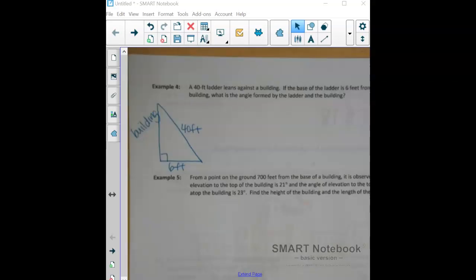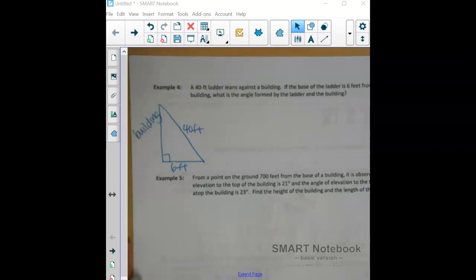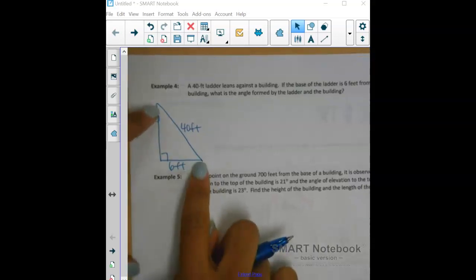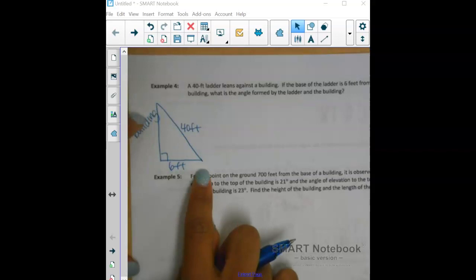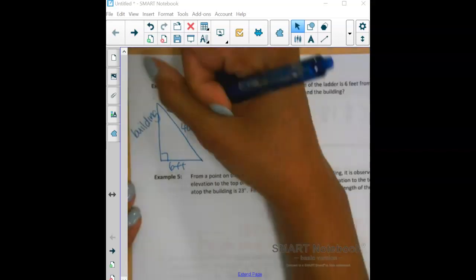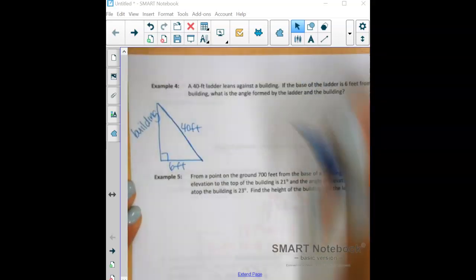So comparing my picture to yours, does this look like what y'all have? Sorry. Does this look like what y'all have? Okay, so where's the angle that you guys are finding? Is it the top angle or the bottom one? The top. This guy here is your ladder, correct?